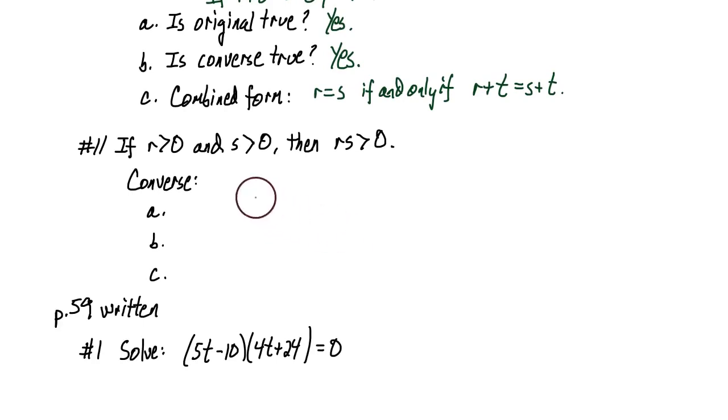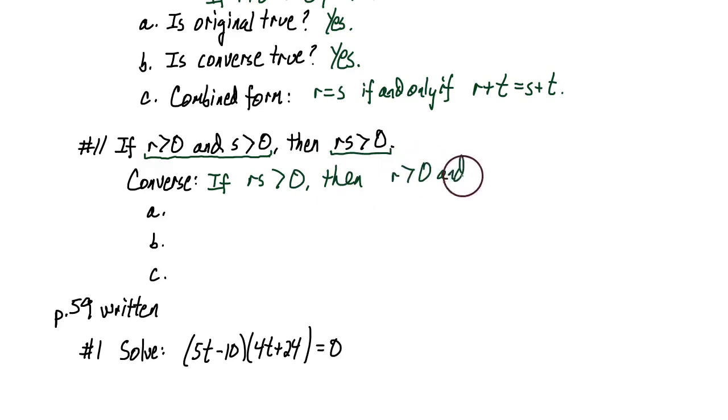Number 11. Here's the original sentence. We're asked to give its converse. So we want to rewrite the sentence, still beginning with the word if, but switch where this piece and this piece are located in the sentence. It would look like this. If r times s is greater than 0, then r is greater than 0 and s is greater than 0.